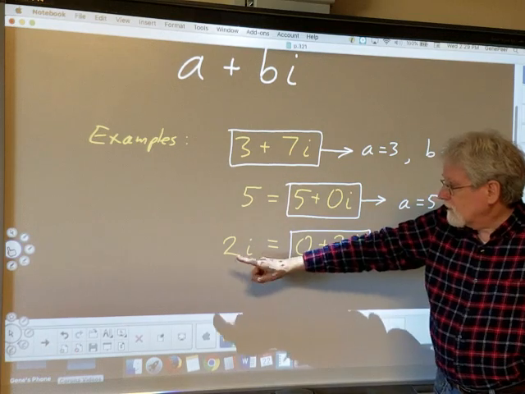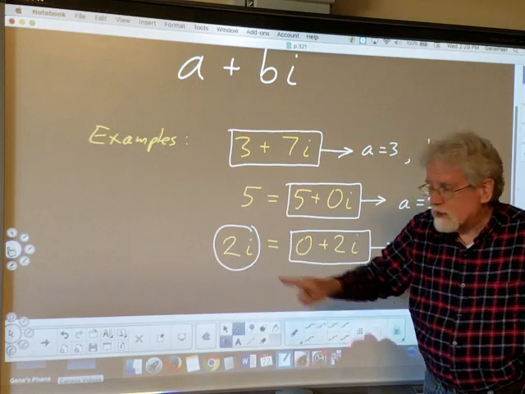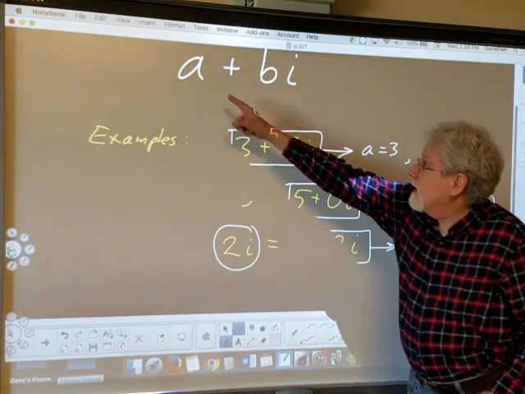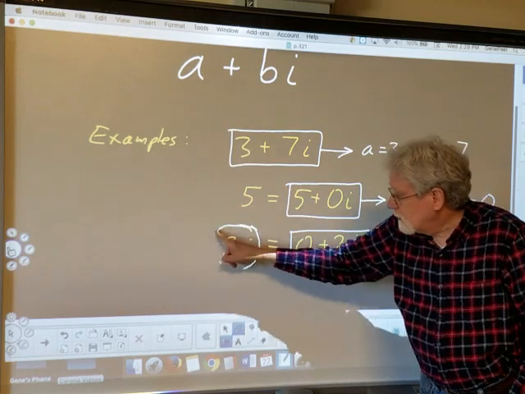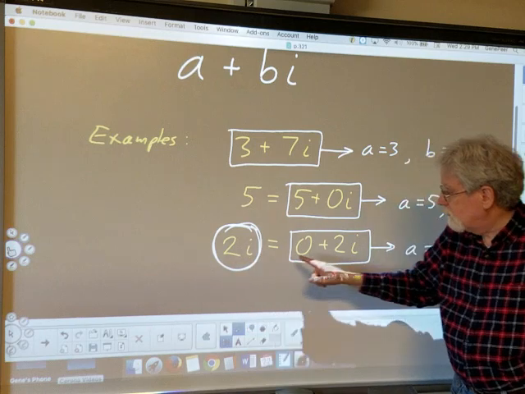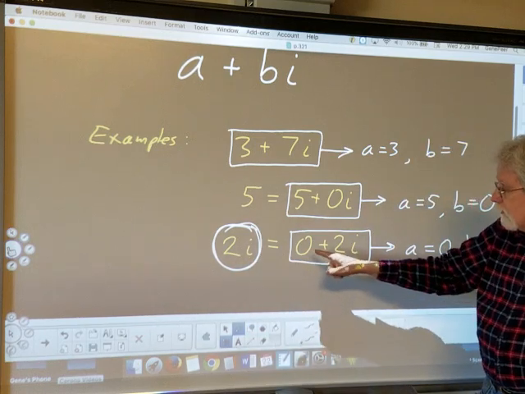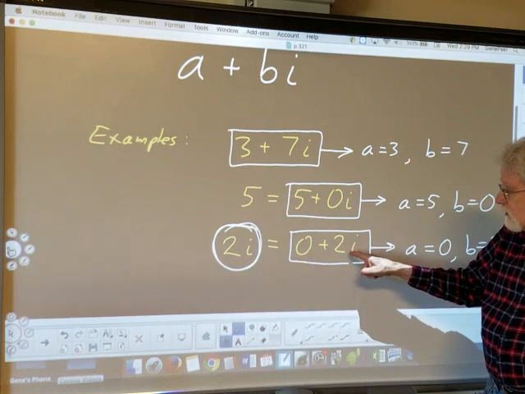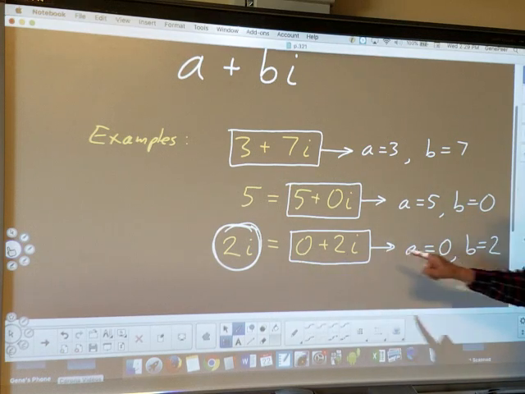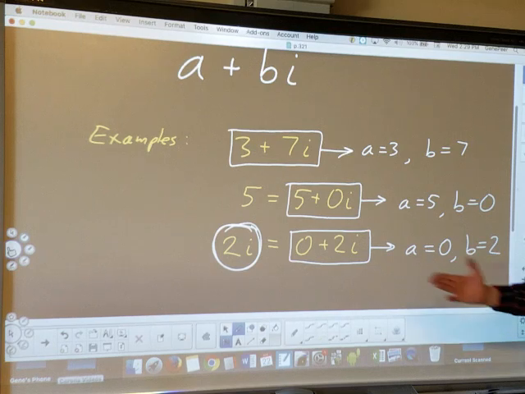We sometimes refer to this as a pure imaginary number because it has no real part. There is no a value. A pure imaginary number, 2i, how do we put it in complex standard form? It would be 0 plus 2i. The real part is 0, the imaginary part is 2i. A is 0, b is 2. 0 plus 2i.